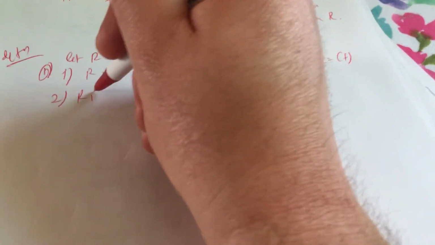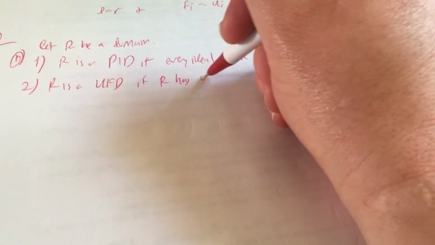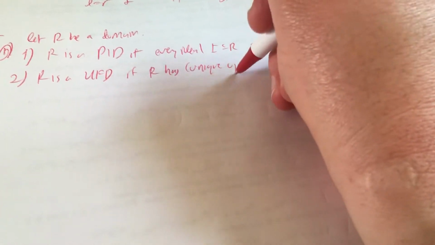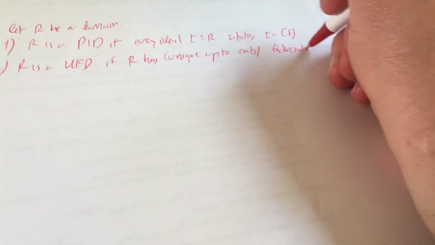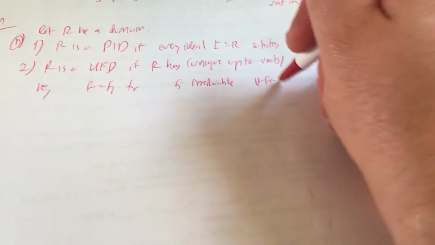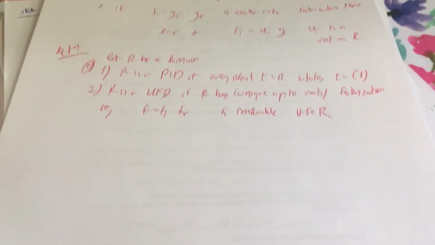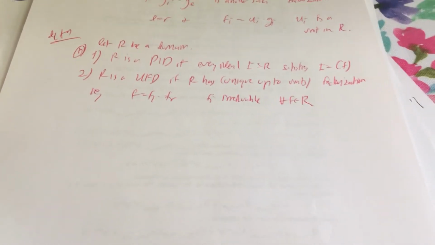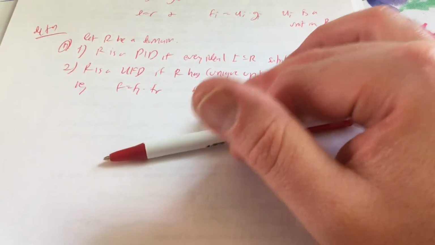And 2, R is a UFD, unique factorization domain, if R has unique factorization into irreducibles. So unique up to units, as I stated above. I.e., f equals f1 ... fr, with fi irreducible, for all f in R. And it's unique up to units in exactly the same way I stated above. All right, so these are two very important and interesting notions in ring theory. Euclidean domains are both PIDs and UFDs.